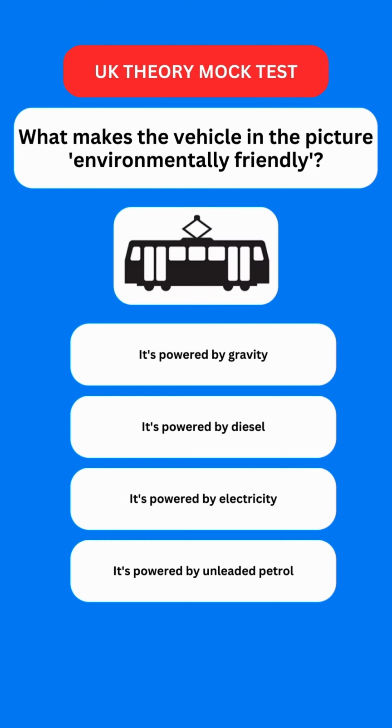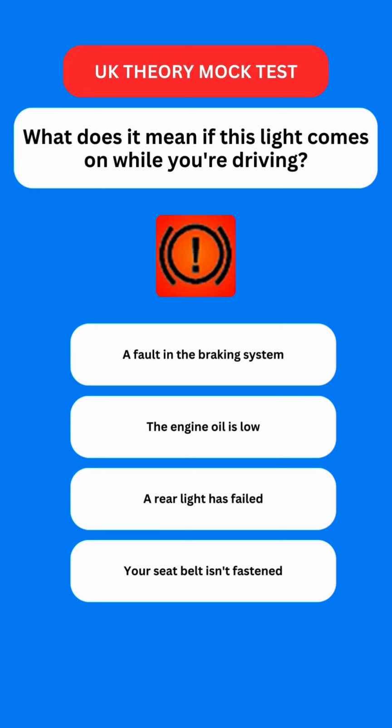Next question is, what makes the vehicle in the picture environmentally friendly? Options are, it's powered by gravity, it's powered by diesel, it's powered by electricity, or it's powered by unleaded petrol. So the correct option is the third one. It's powered by electricity. Next question is, what does it mean if this light comes on while you're driving? Options are a fault in the braking system, the engine oil is low, a rear light has failed, or your seat belt isn't fastened. So the correct option is the first one. This light indicates that there is a fault in the braking system.